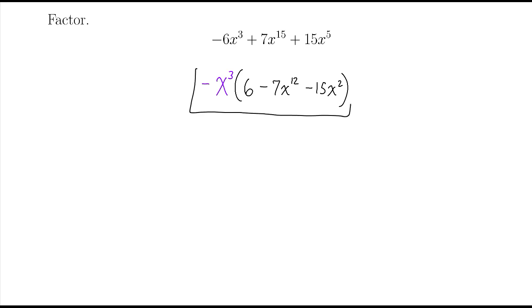So negative 6x cubed plus 7x to the 15th plus 15x to the 5th can be rewritten as a product between negative x to the 3rd and 6 minus 7x to the 12th minus 15x squared.